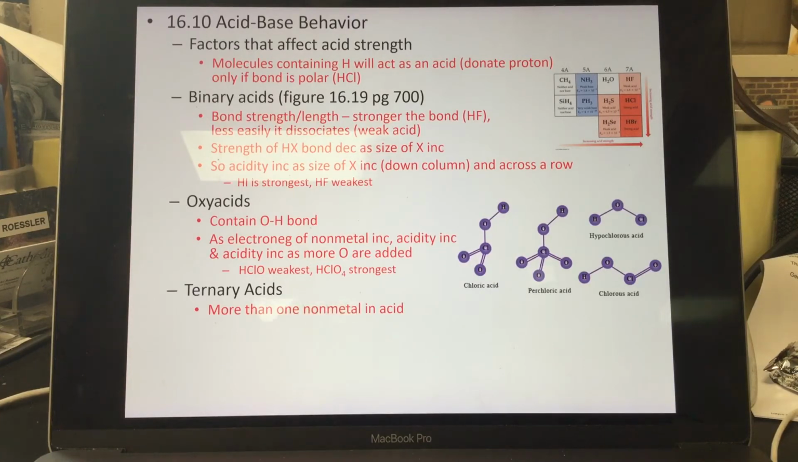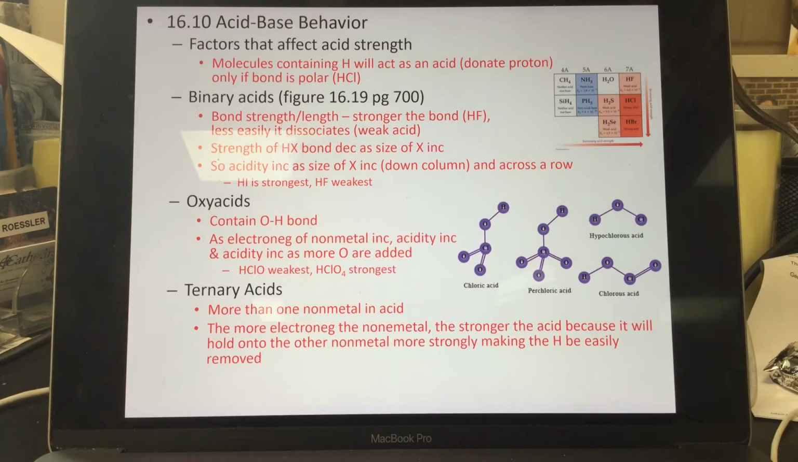Then ternary acids, which I've always just kind of lumped together with oxyacids, but ternary acids are when we have obviously more than one nonmetal in an acid, and it doesn't have to be oxygen, whereas oxyacids are with polyatomics that have oxygens in them.